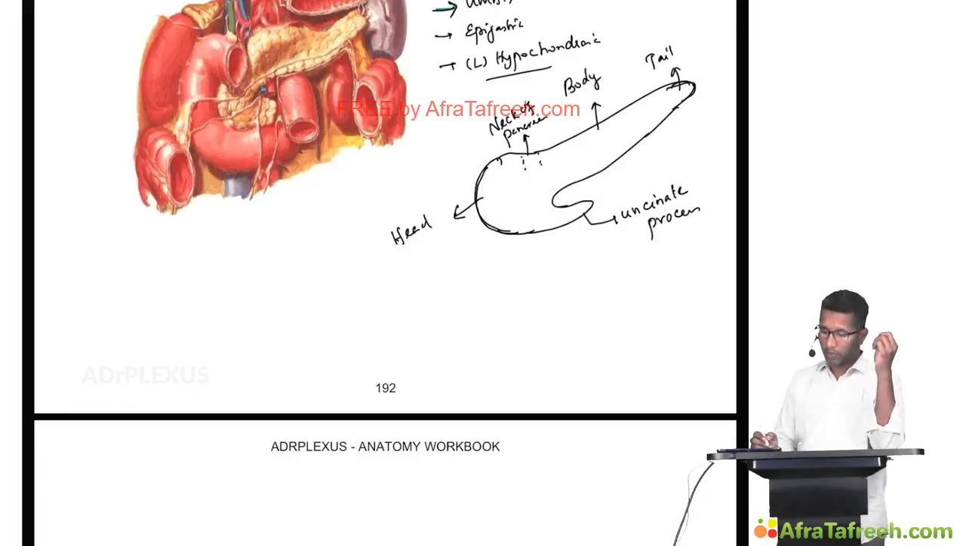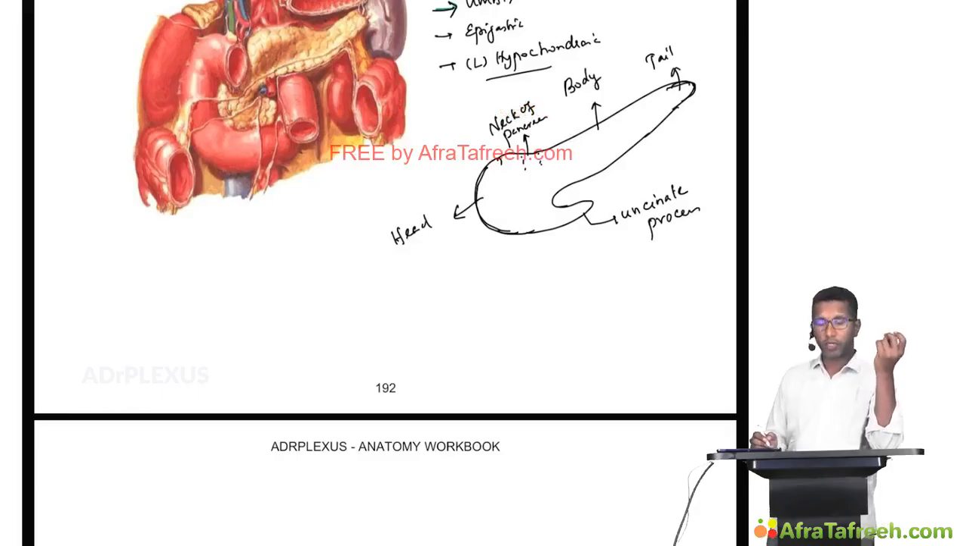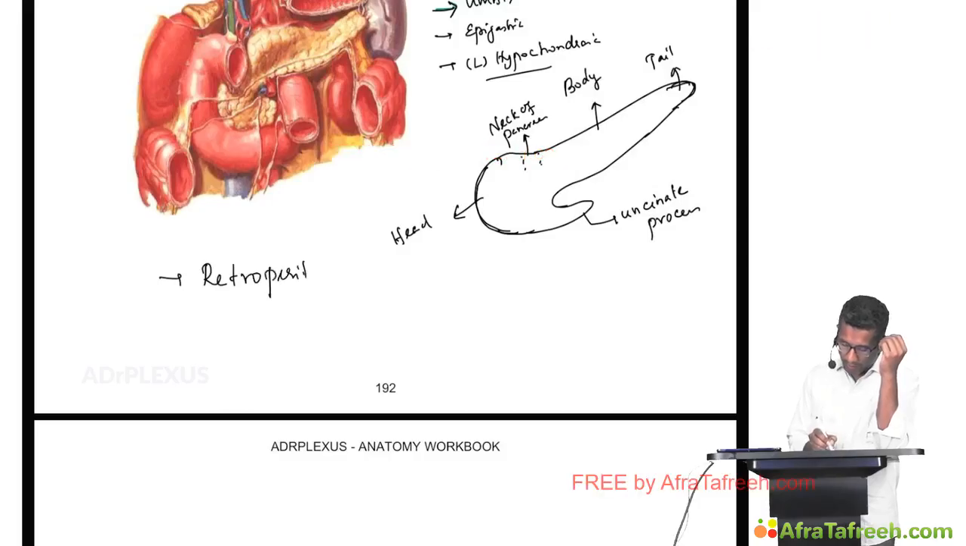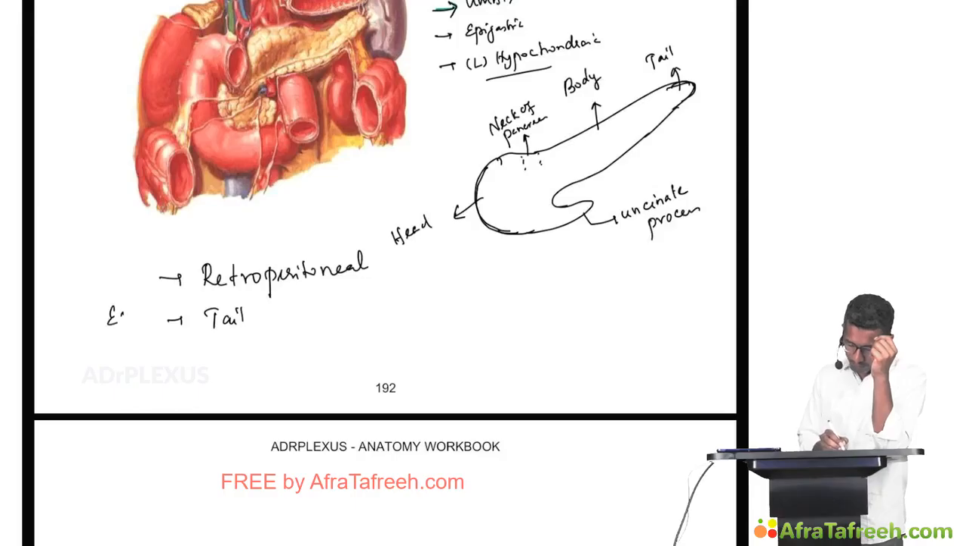Okay, so if somebody asks you whether the pancreas is a peritoneal organ or a retroperitoneal organ, the answer is it is mainly a retroperitoneal organ, except for the tail of the pancreas, which is an intraperitoneal structure.